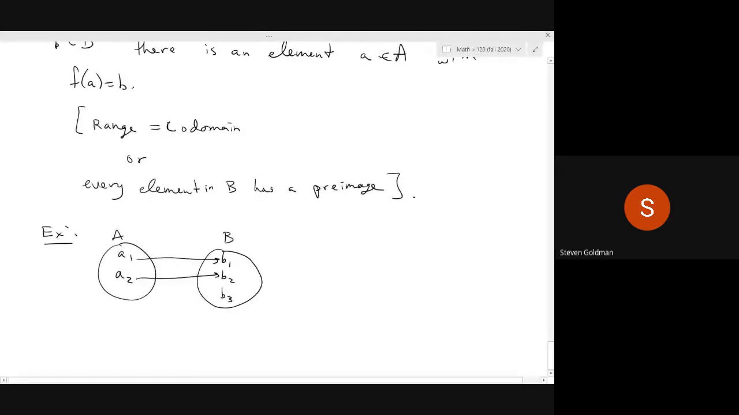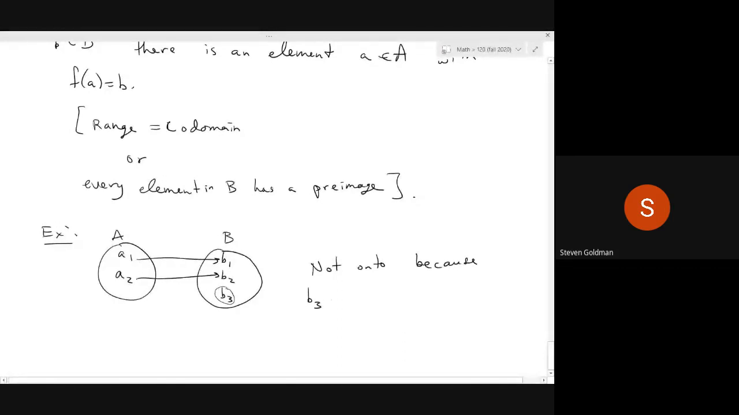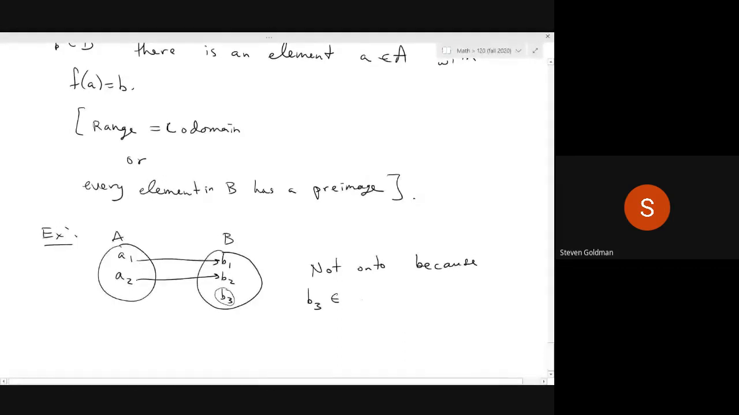Okay. Here's an example of a function with a Venn diagram. A1 is assigned B1, A2, B2. B3 is an element in my codomain, but it's not in the range, right? B3 has no pre-image. So therefore, this function is not onto. It's not onto because B3 is an element of the codomain, but it's not an image.